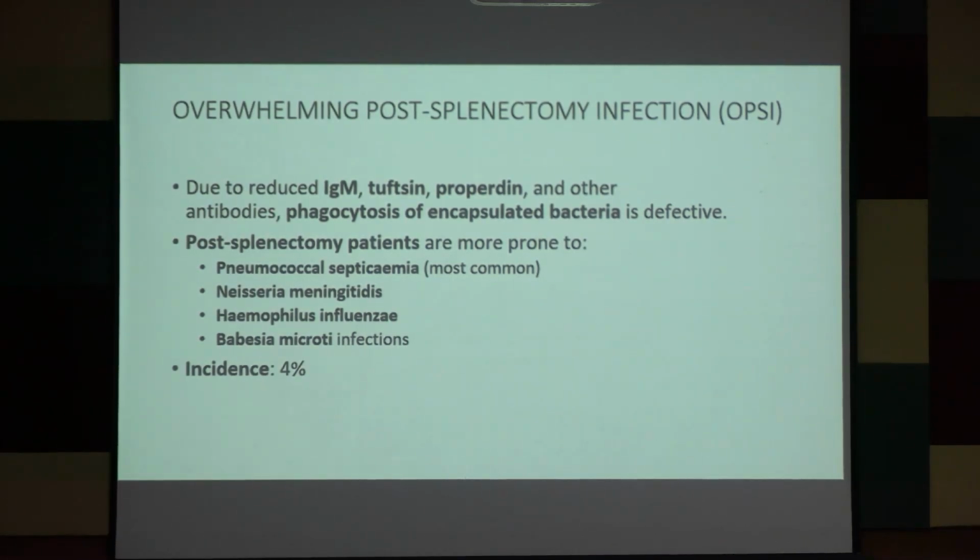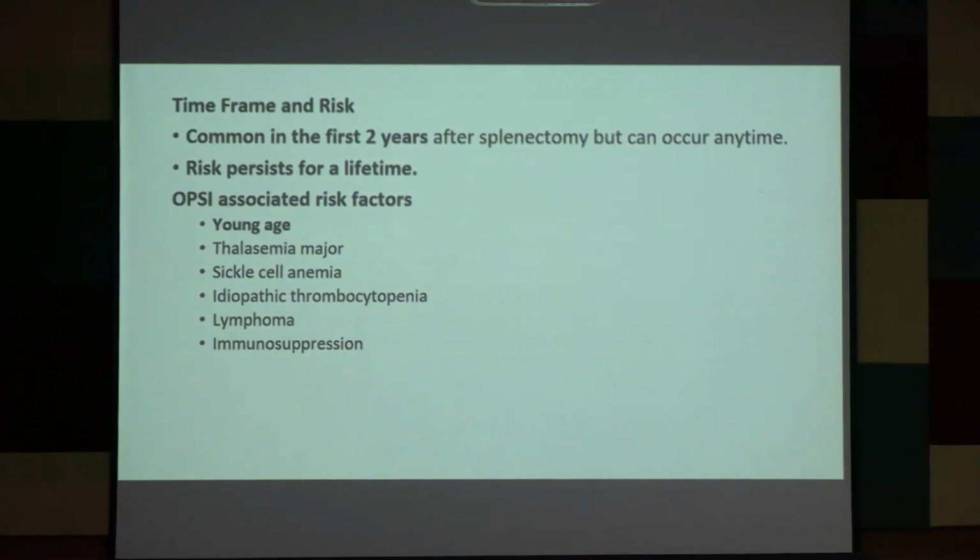So basically, the most common organism involved in OPSI is pneumococcal septicemia. After that, other organisms can also be involved, that is Neisseria, Haemophilus influenzae and Babesia microti. 4% incidence is seen after splenectomy. Now, the time frame and risk: the most common period for OPSI to occur is within the first 2 to 3 years after surgery, but it can occur any time through the lifetime.